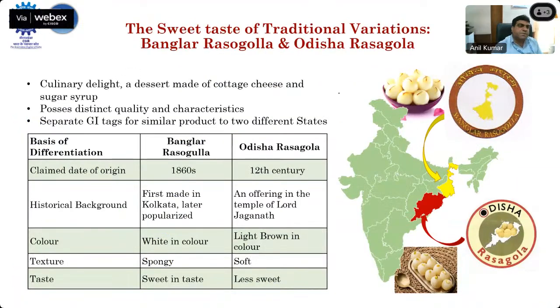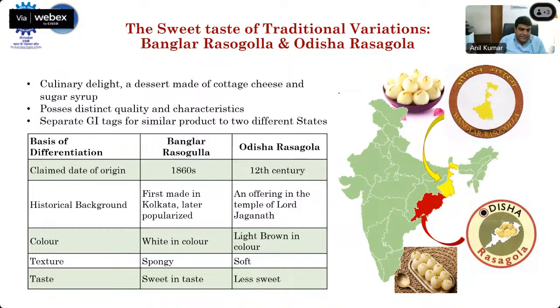If we talk about examples, this is one where two states applied for a similar kind of product. One was the Rasgulla of Bengal, Banglar Rasgulla, and the other Odisha Rasgulla. West Bengal and Odisha applied for getting their products registered as GI before the GI registry. These were conflicting applications, but it was found that both products, although similar in nature, had different characteristics. They had a different color. The Bangla Rasgulla was white in color as compared to the light brown color of Odisha Rasgulla.